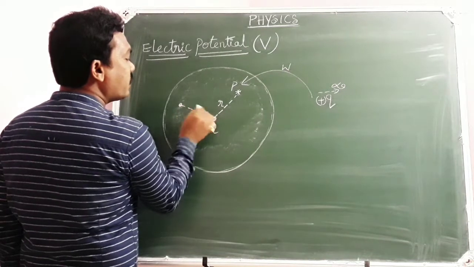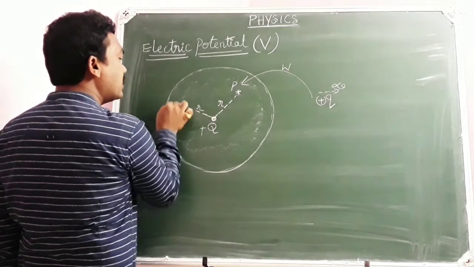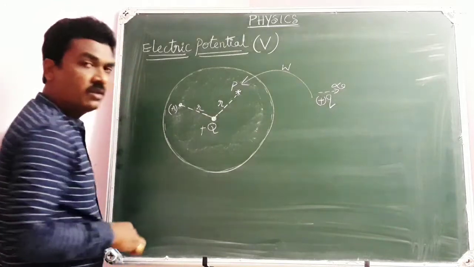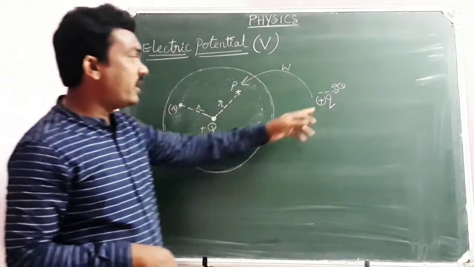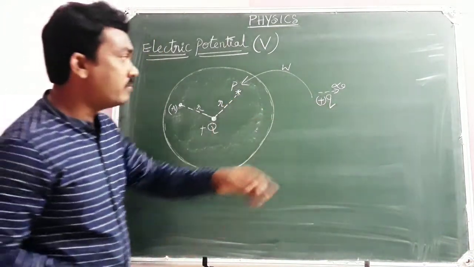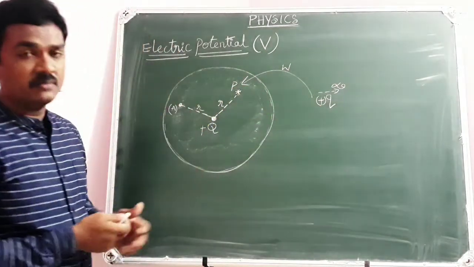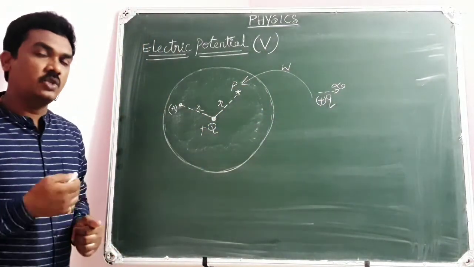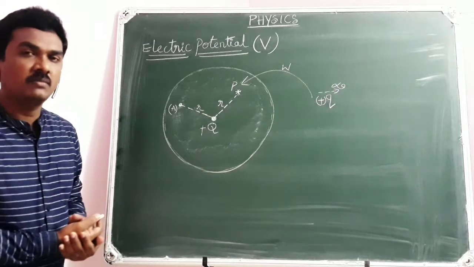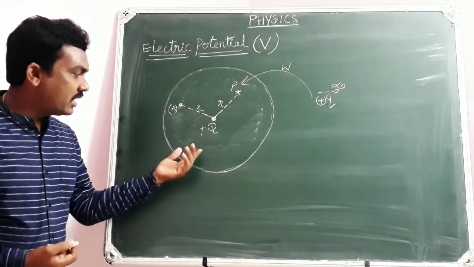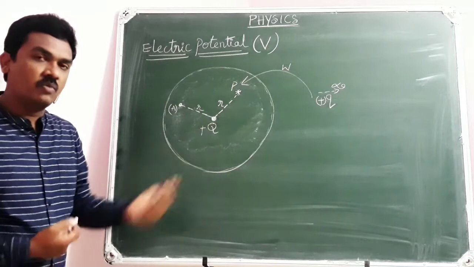Why can't we have another point which is at the same distance from the source charge? Then is the work done from infinity to P different from the work done from infinity to A? These are the questions that you can raise during my explanation. So I have taken the electric field due to a source charge Q.